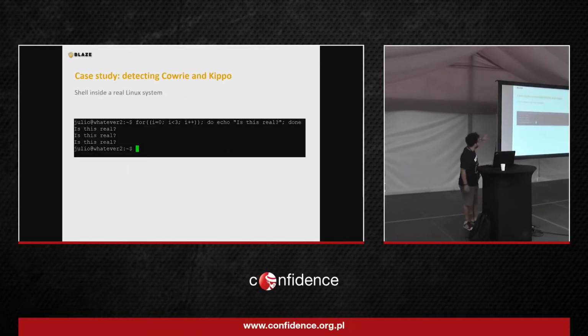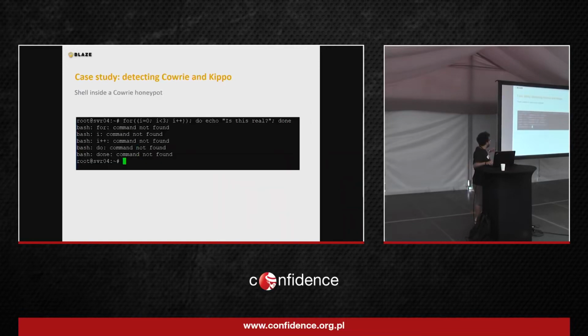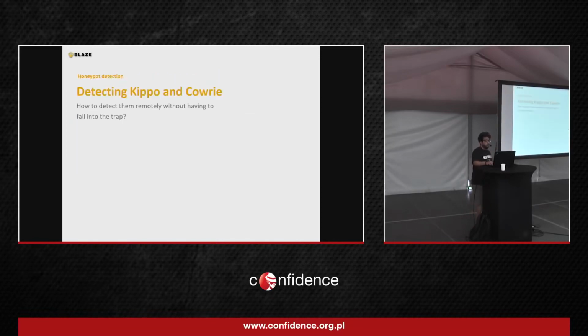This is the inside of the shell of a real Linux system. This is just a for loop in bash. It will echo "Is this real?" three times, doing this loop. But when you try this inside an SSH honeypot, you just get "command not found". It means that it didn't really implement some functionalities from bash. But that's not really our objective for the presentation. We want to detect it from even before getting there.